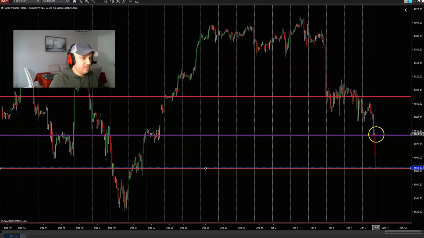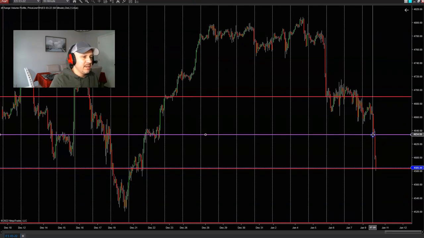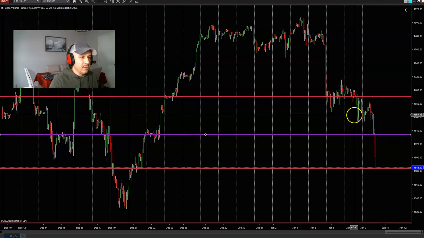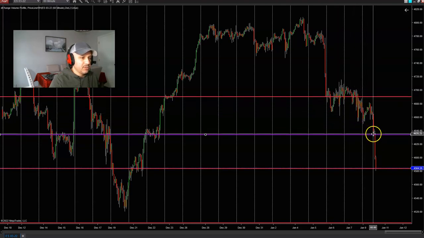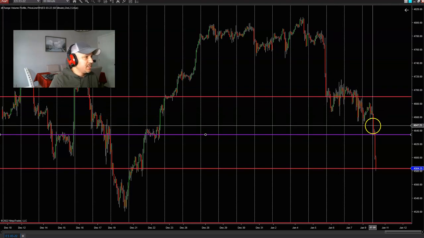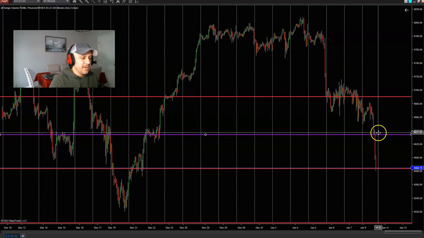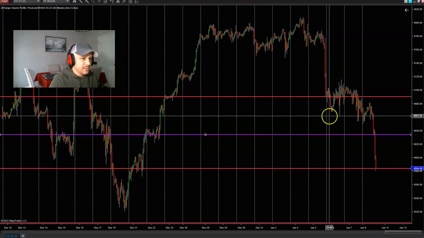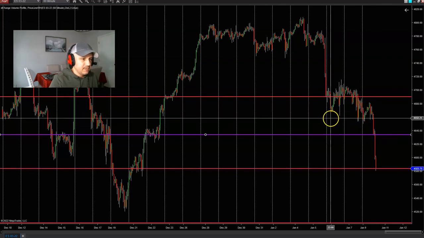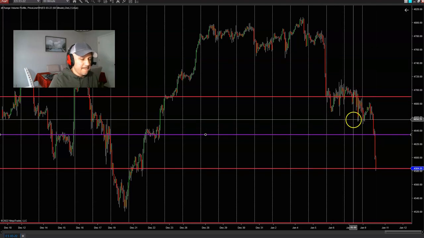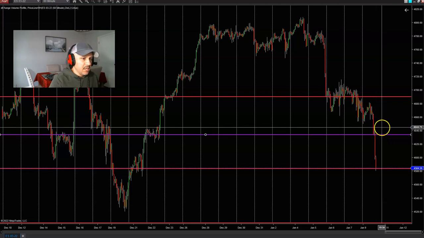Yeah, so we have pretty much resistance up here where this purple line is. Price is pushing down, breaking lows to the downside, breaking structure to the downside, breaking lows within the swing to the downside. Okay, so basically this is an area of resistance.